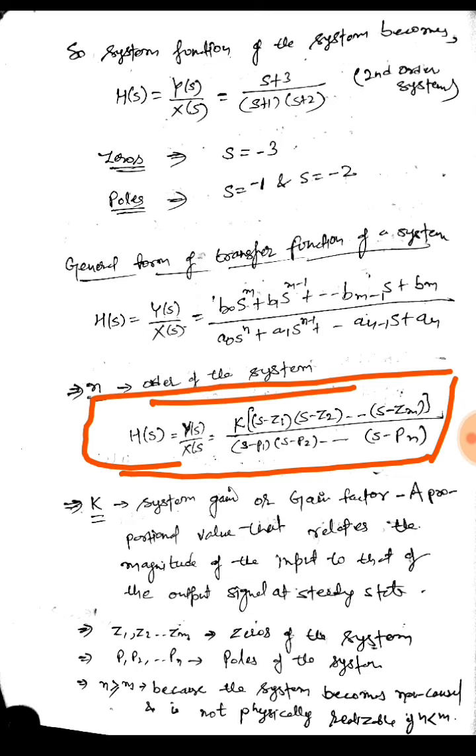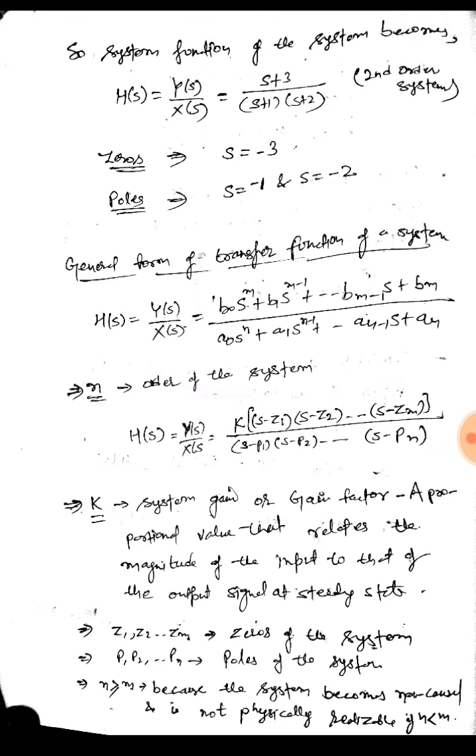So H(s) can also be represented as K into (s minus z1)... We have factorized the numerator, similarly we have factorized the denominator, and K in this generalized form is the system gain or the gain factor, a proportional value that relates the magnitude of the input to that of the output signal at steady state condition. Okay, so K is the system gain or gain factor.